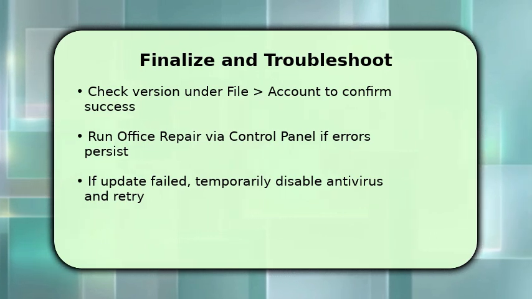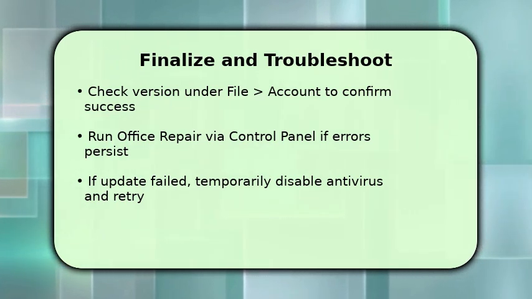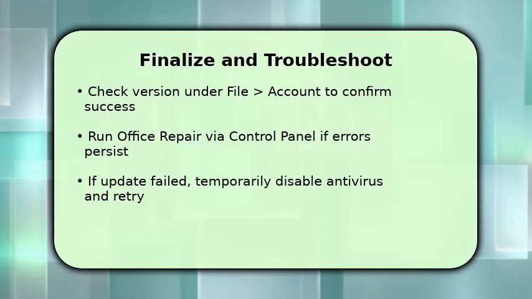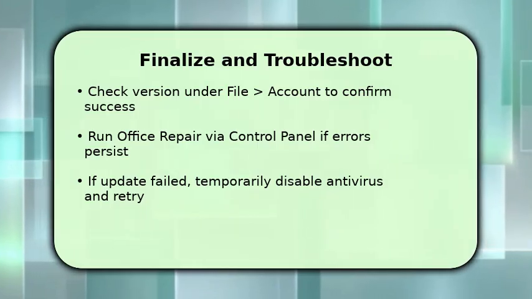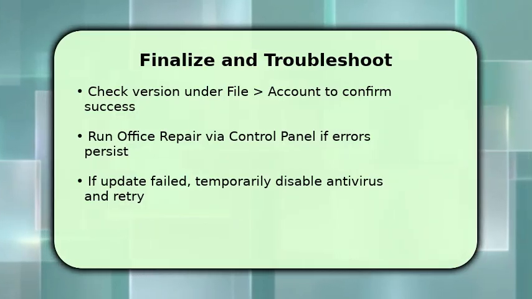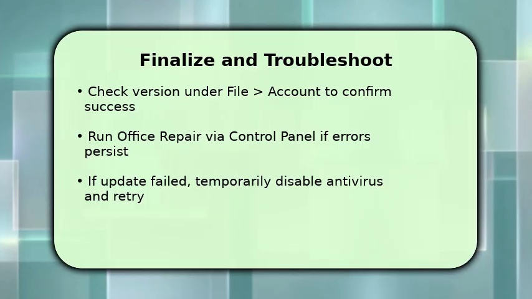You should see the new build number. If an Office app misbehaves, run Quick Repair or Online Repair from Programs and Features to fix missing components. Should updates repeatedly fail, temporarily disable third-party antivirus and re-attempt the update. Make sure to re-enable protection after.